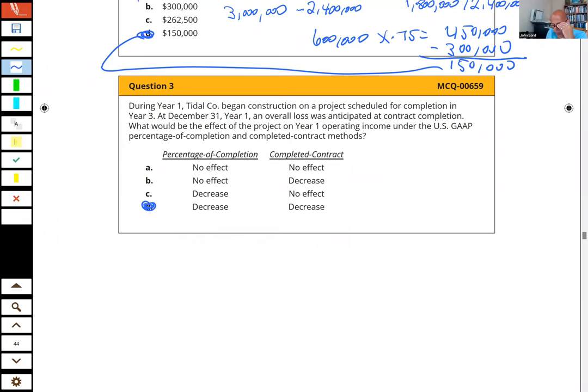During year one, Title Company began construction on a project scheduled for completion in year three. At December 31st, year one, an overall loss was anticipated at contract completion. What would be the effect of the project on year one operating income under US GAAP, percentage of completion and completed contracts? Let me ask you a question. If you have a loss on the contract, do you take it all under both methods? Yes. Losses decrease net income?